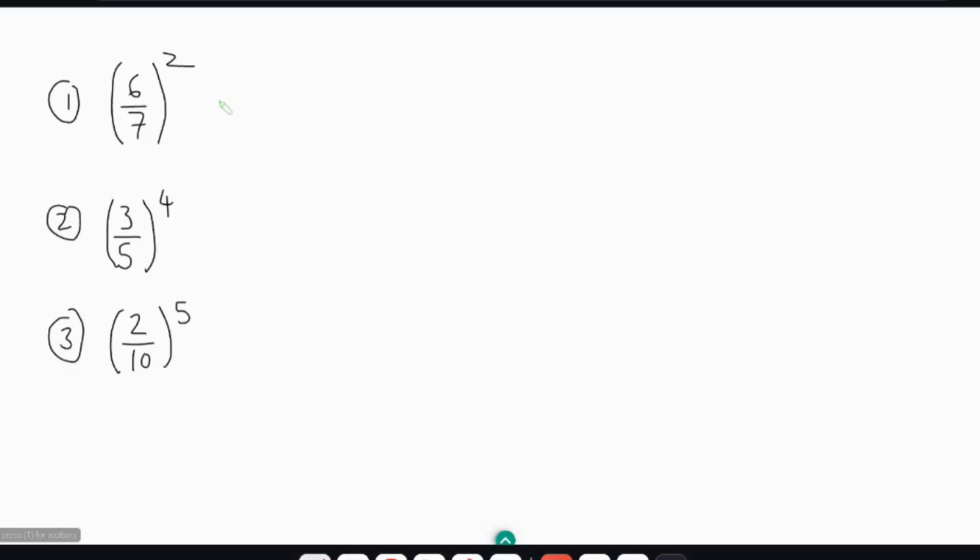Have a look at these three questions. So square the numerator, square the denominator. Power 4 the numerator, 81, and power 4 the denominator. Power 5 the numerator, 32, and the same with the denominator. So 32 over 100,000.